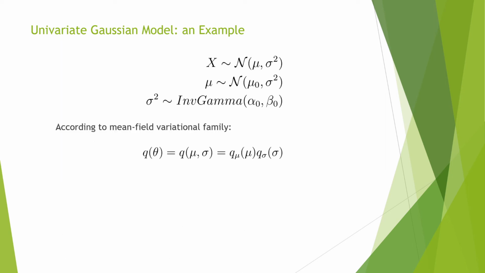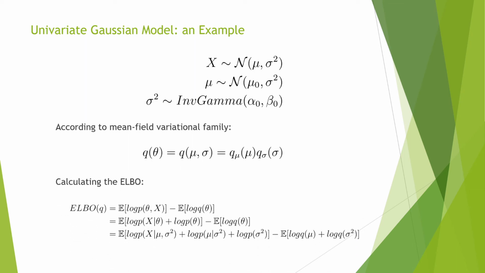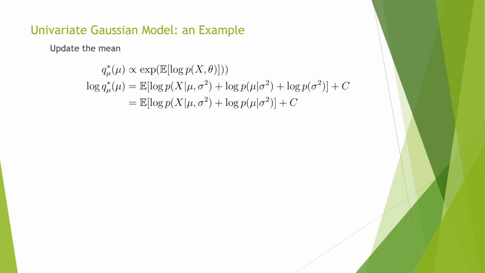Now, according to the mean-field variational family, we assume that the variational densities for mu and sigma are independent, so we can optimize their variational densities separately. And the ELBO is straightforward to calculate as well, which involves the joint likelihood, the priors, and the log Q for mu and sigma. So remember, the CAVI algorithm iteratively calculates the ELBO and updates the variational density for each latent variable until convergence.